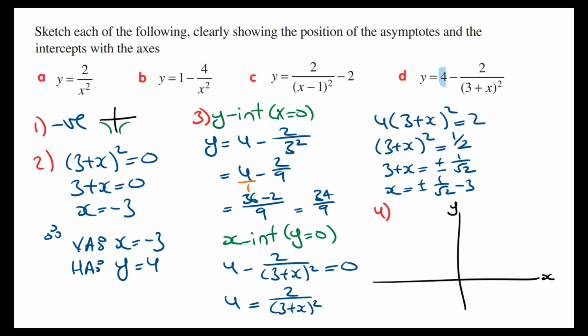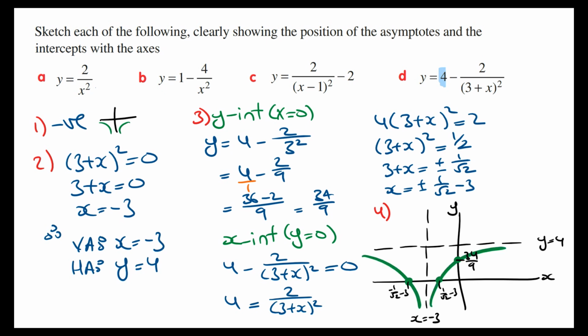So on the axes, we draw dotted lines and write the equations of the asymptotes, marking the x and y intercepts, and then sketching the graph in the third and the fourth quadrant. Which brings us to the end of this video.